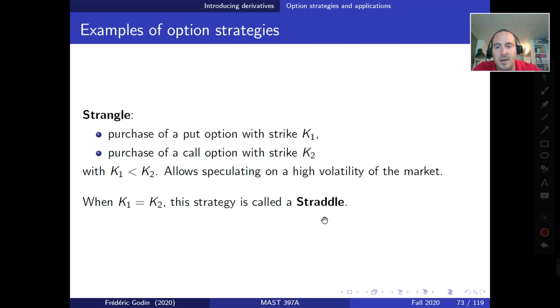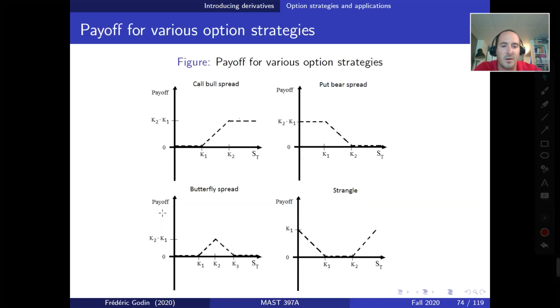Okay, so just a quick note, when K1 is equal to K2, the strangle is called a straddle. So for a straddle, if you look at the plot here, the distance between K1 and K2 would be 0, so you would just get one bar like this and another bar like here, so no kind of plateau in between. Okay, so these were various option strategies.